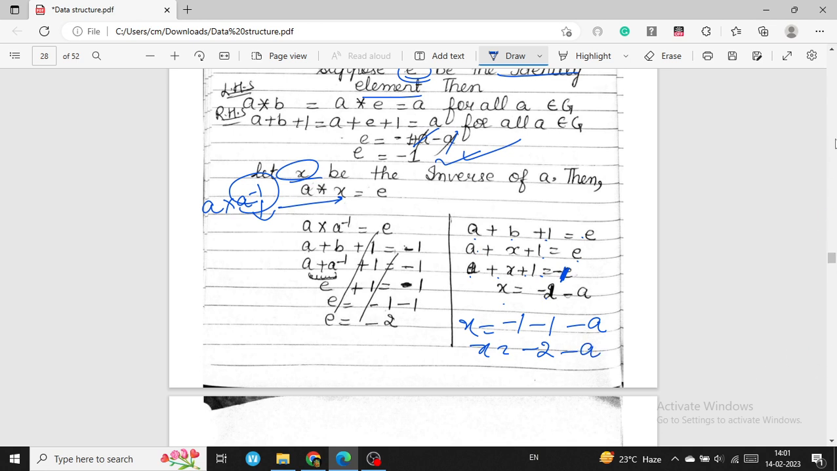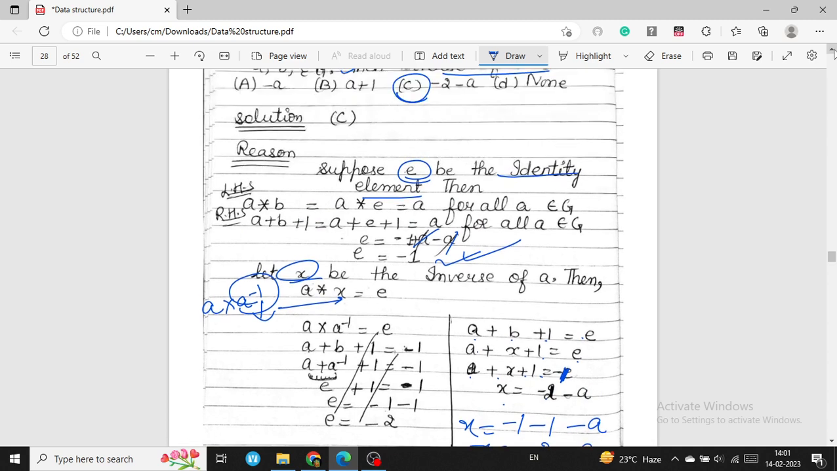I repeat it again. First of all, you have to assume E is an identity element. Then take the left side, put the value B as E, and find out A. A multiplied by E will be equal to A. And on the right side, A plus B plus 1 becomes A plus E plus 1, because here I am taking B's value as E. And E is equal to minus 1. We find E's value, minus 1.